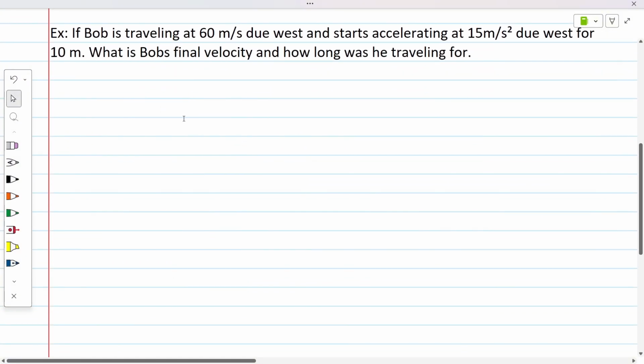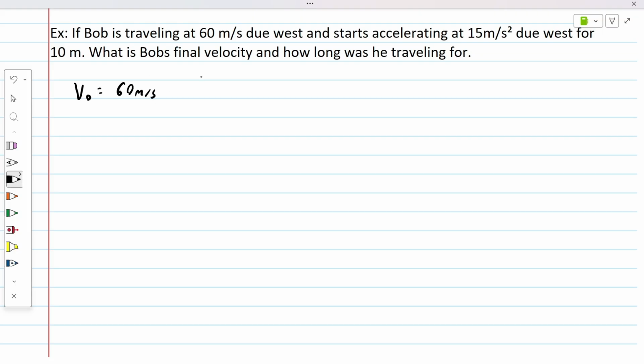Alright, so we have Bob is traveling at 60 meters per second due west and starts accelerating at 15 meters per second squared due west for 10 meters. What is Bob's final velocity and how long is he traveling for? First thing I always recommend is start by listing out what we're given here. So we know he initially is traveling at 60 meters per second due west, so the velocity initial is 60 meters per second.